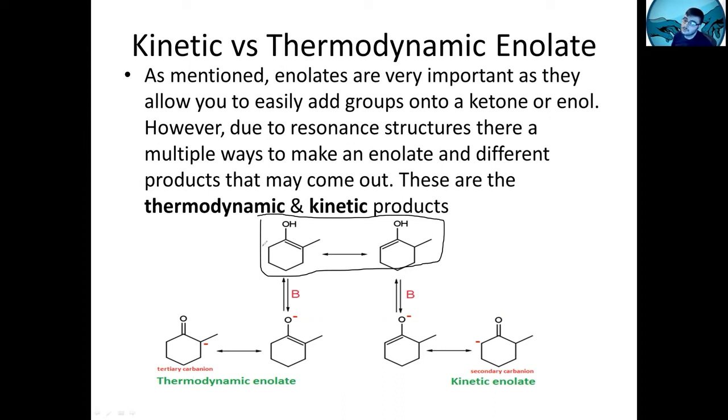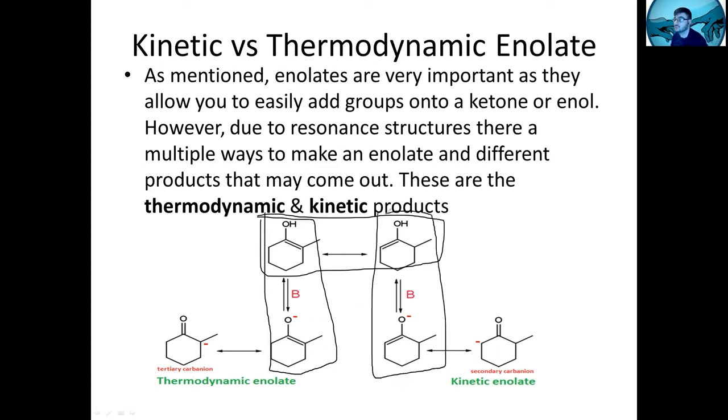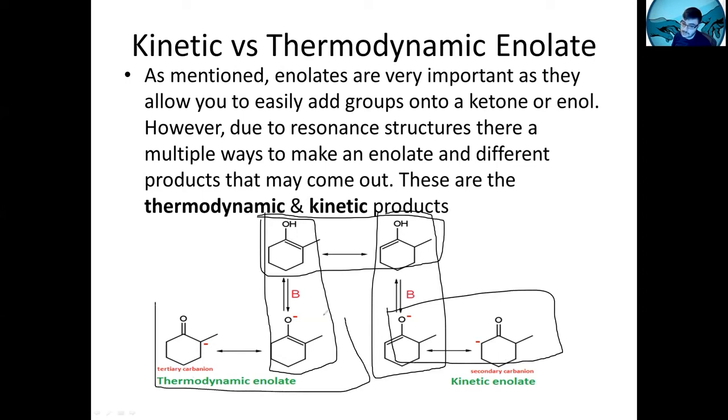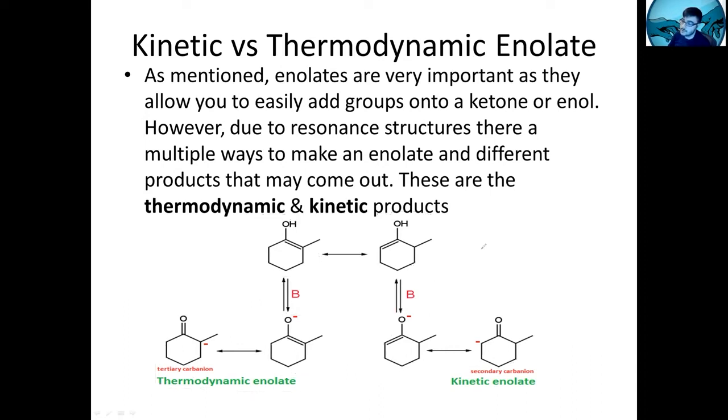And just like you would expect, you can turn these enols into enolates, right? But if you look at these two enolates, they can actually turn into different enolates. That's important because now they have a negative charge on different spots. And remember, the thing that you're adding onto the enolate always adds on to where the negative charge is.